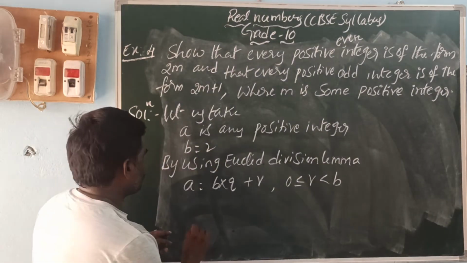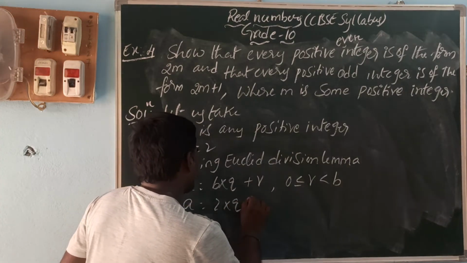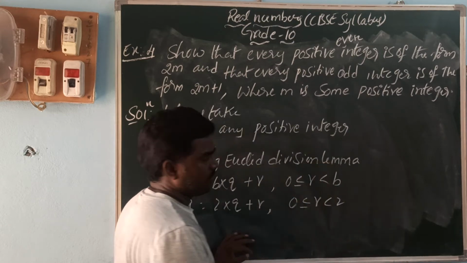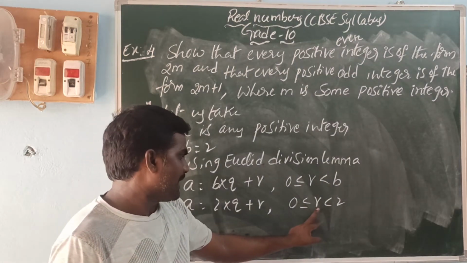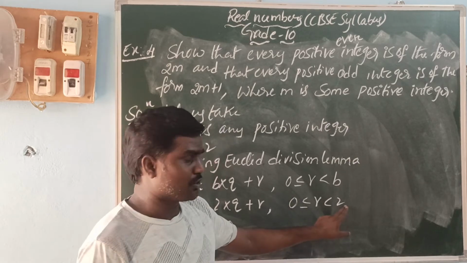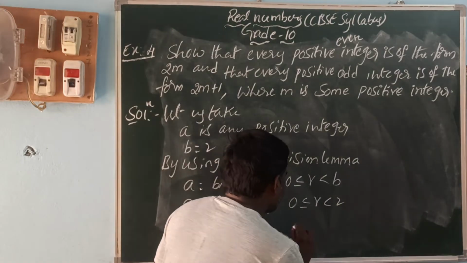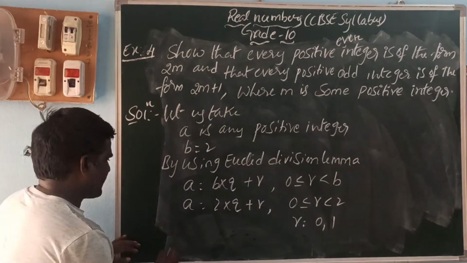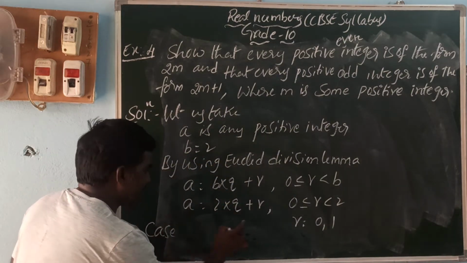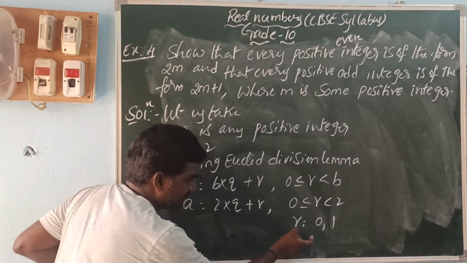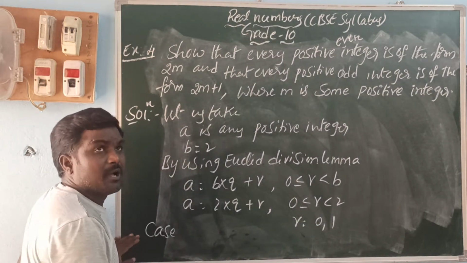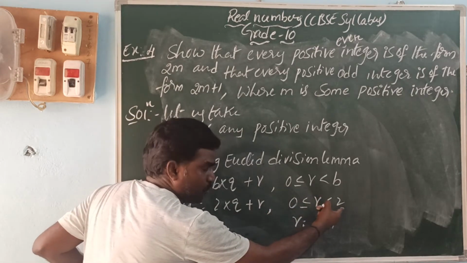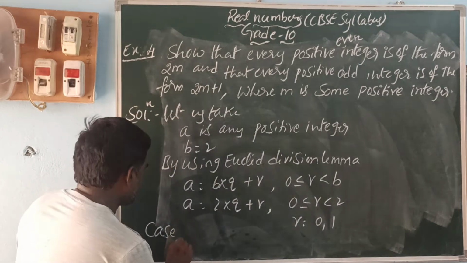Here b is 2. a is equal to 2 into q plus r. Here 0 less than or equal to r less than 2. So the remainder is greater than or equal to 0 and less than 2. That means what are the values of the remainder here? 0, 1. How many values are we getting for the remainder? 2. What are they? 0, 1. By using this condition, greater than or equal to 0 and less than 2, where 2 is the divisor.